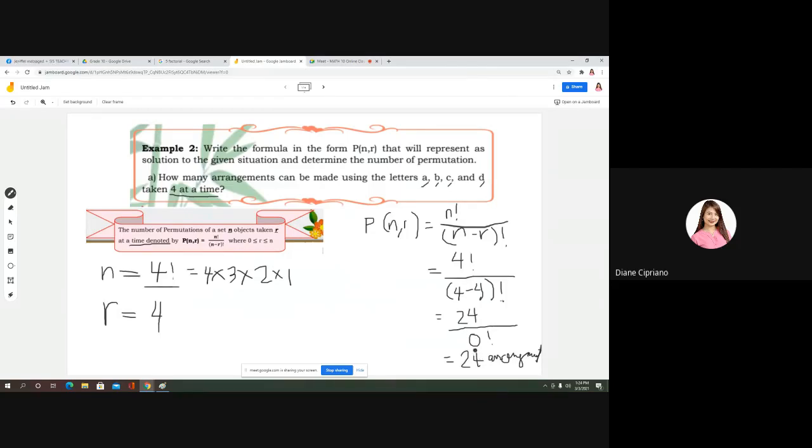So, ano po ibig sabihin ng 24 arrangements, ma'am? By listing, pag nilist natin yan, gaano daw kadaming arrangement yung magagawa mo sa A, B, C, and D. So, the answer is 24. Kung i-listing mo yan: A, B, C, D, 1. A, B, D, C, 2. A, C, D, B, 3. Parang ganun yan. Para hindi mo na i-lista isa-isa, the possible arrangements by permutation is 24 arrangements. Copy?